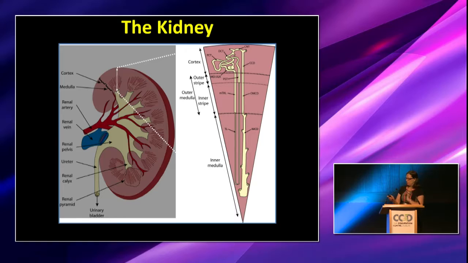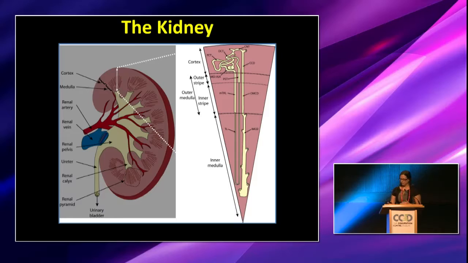But each of these segments has a specialized function, and so I'll just briefly take you through this nephron anatomy. The filtrate enters at the glomerulus, travels through the proximal tubule, down into the loop of Henle, through the distal convoluted tubule, the connecting segment, and finally into the collecting duct. Our interest is primarily in the area of sodium transport, and as the kidney regulates sodium transport, that affects blood volume and blood pressure.